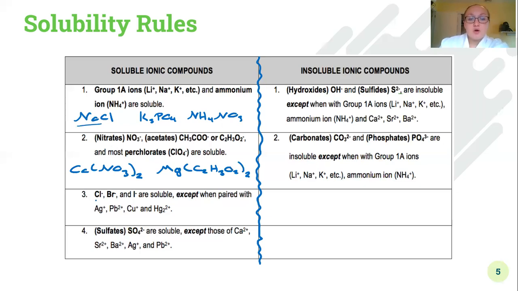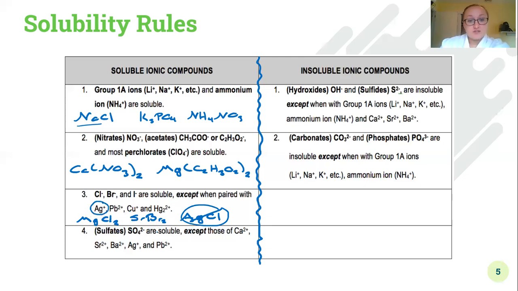Compounds containing chloride, bromide, and iodide are soluble, except when paired with silver, lead, copper, or mercury. So magnesium chloride is soluble. Strontium bromide is soluble. Silver chloride is insoluble because it has that silver in it.